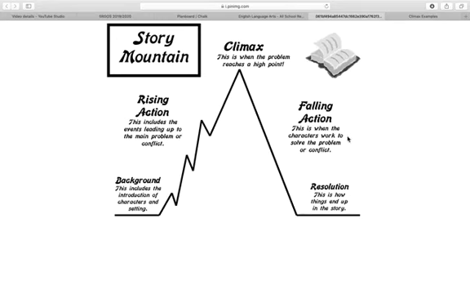This is when characters work to solve the problem or conflict, and the resolution. And this is how things end up in the story. So this is like the very end of your story. But what we want to focus on in your writing is creating a climax that really, really engages the reader.